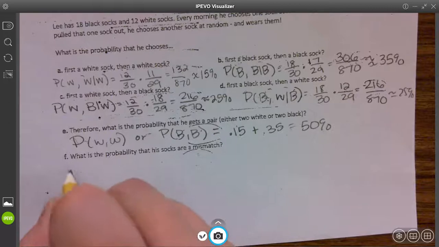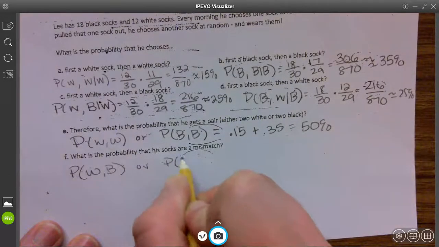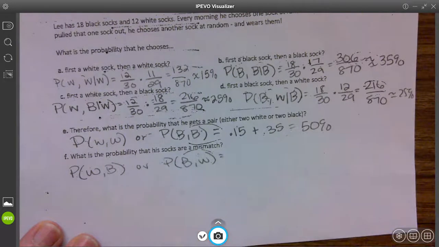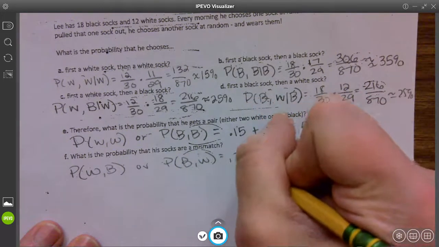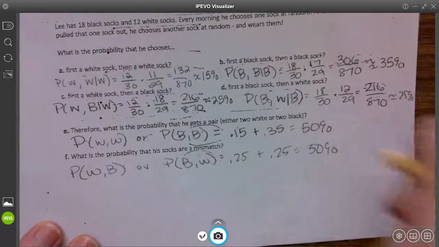It says, what's the probability the socks are a mismatch? Well, what's considered a mismatch? A mismatch is a white and a black, or it's a black and a white. So it is 25%, or is more, you add 25%, 50%.